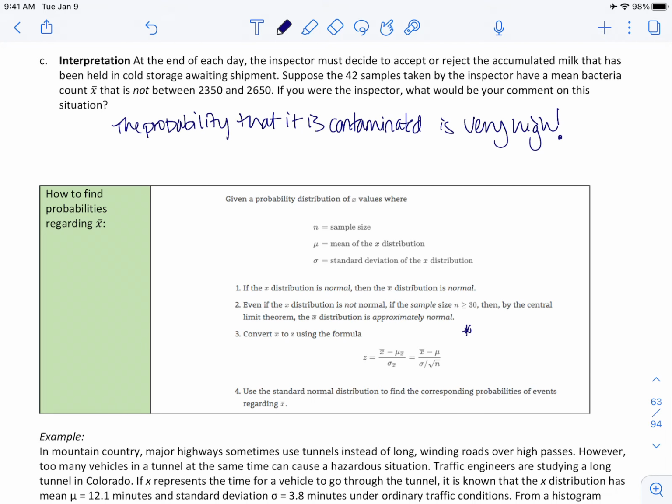Another thing you could do is, once you find your mu of X bar, which is mu, and your sigma of X bar, which is sigma divided by root n, you can also use normal CDF, where we put in our lower bound, upper bound, mean of X bar, and our sigma of X bar.